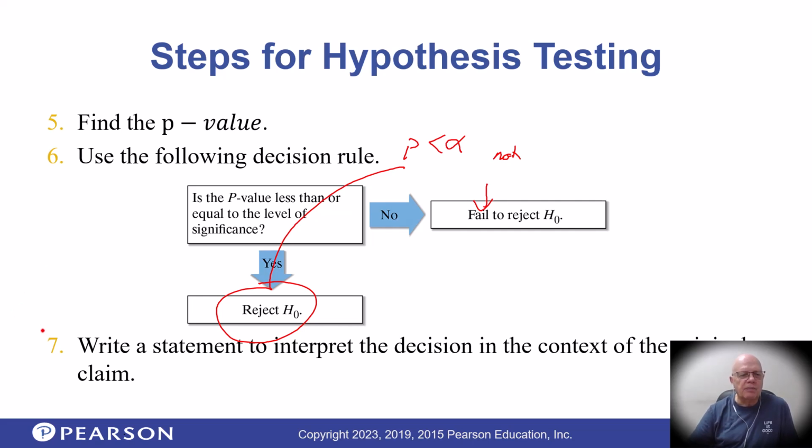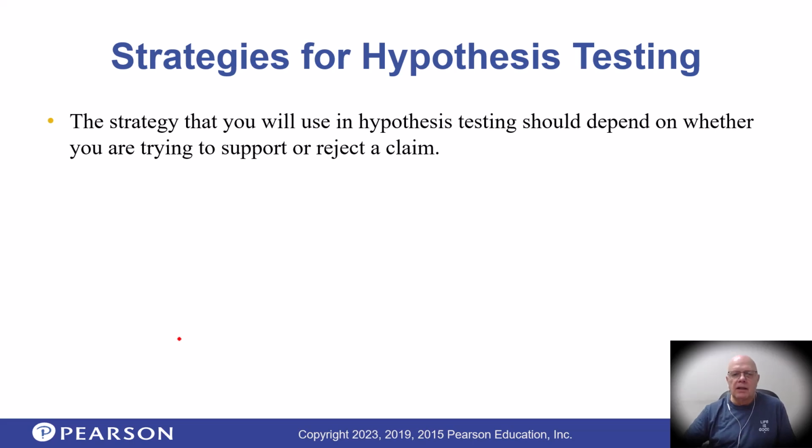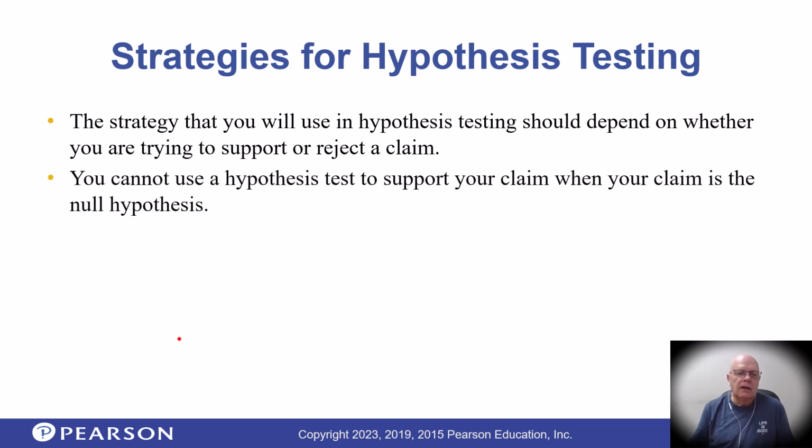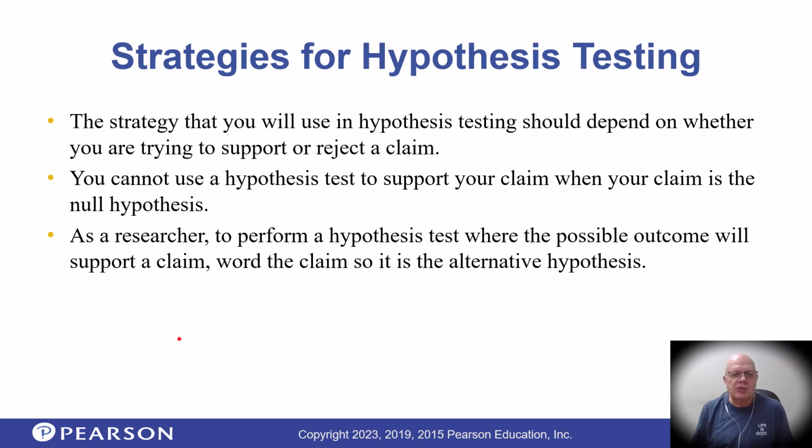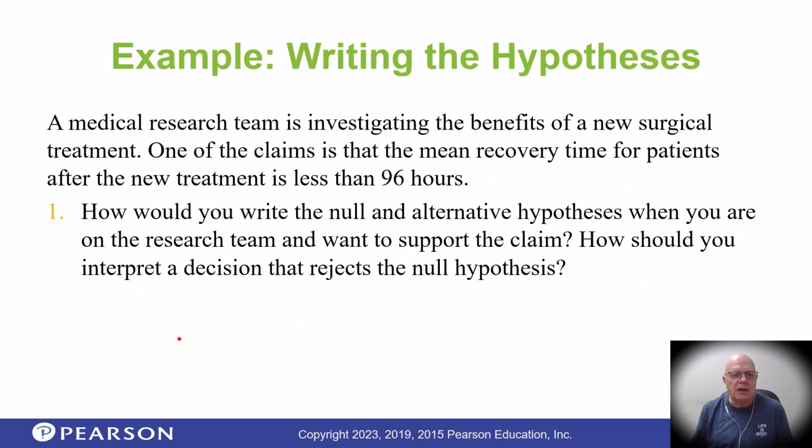Finally, and most importantly, write a statement to interpret the decision in the context of the original claim. So when you finish up your statement, you're going to be talking about what this means in terms of the claim. And the strategy you'll use will depend on whether you're trying to support or reject the claim. Don't worry about that. Don't get caught up in some of these things. Just follow the steps I told you before, and you'll be fine.